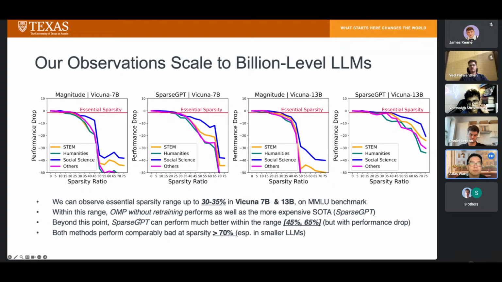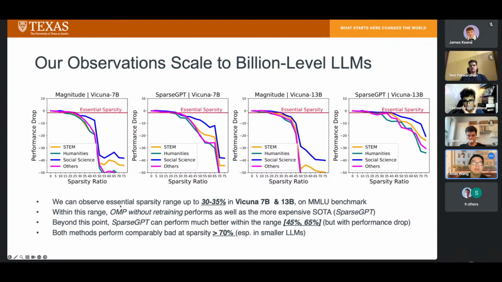Essential sparsity only declares the performance within this sparsity range. So if you only count sparsity within this range, then almost all pruning methods perform the same. There's no reason for you to pay extra. However, if you care about the performance beyond this range, we do acknowledge that better pruning methods are still meaningful if you want to chase higher sparsity. For example, we observe on Vicuna that SparseGPT can still perform much better within the range of 55% to 65%, where it outperforms other pruning methods and definitely outperforms the simplest OMP.